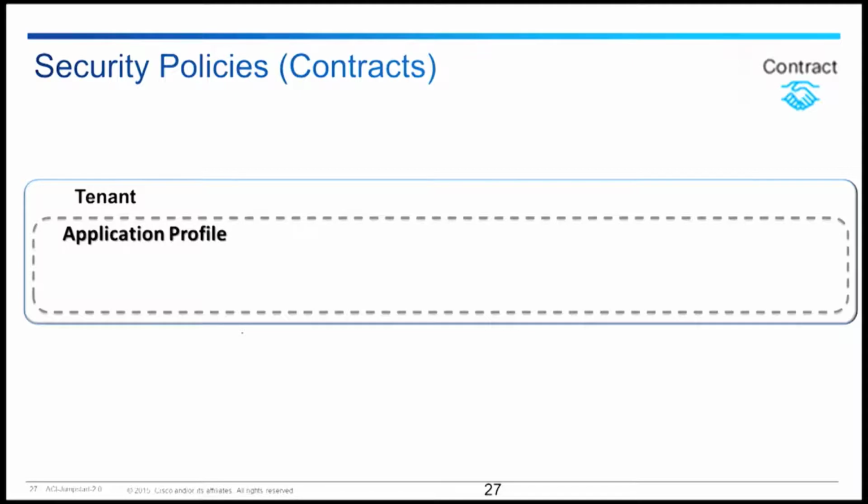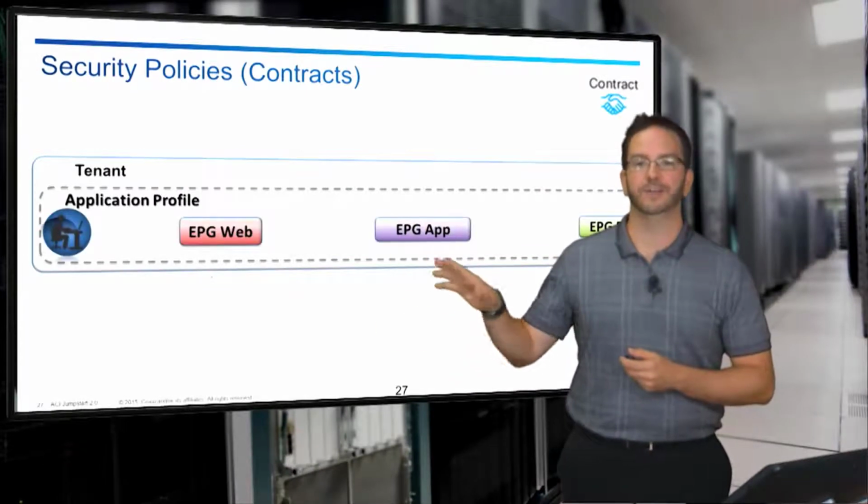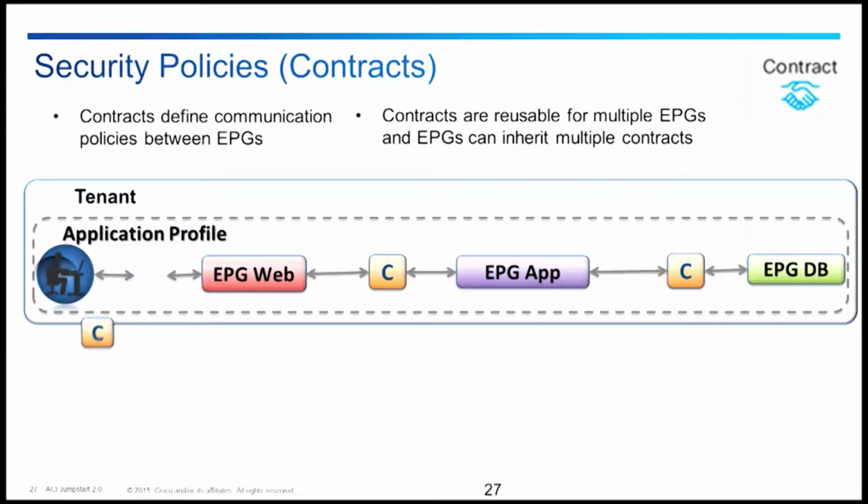Now let's take a deeper look at these contracts. These are the rules on what EPGs can communicate with. We talked about our tenants. We talked about the application profiles being our container. And then we have our various endpoint groups. I might have an external L2 group coming in from the WAN. I have an endpoint group called web, one for app, one for database. And then we know we have to have these contracts in between.